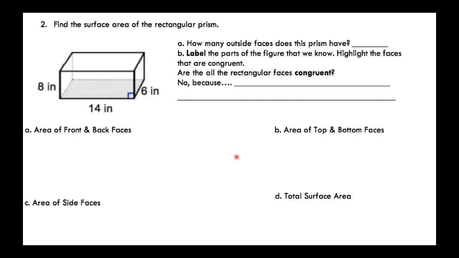All right, so now we have another rectangular prism. Just like we talked about since that first example, we know every rectangular prism is going to have, I need to switch to my pen, 6 faces. Awesome job. So now my step B, I'm going to label parts of the figure that I know.